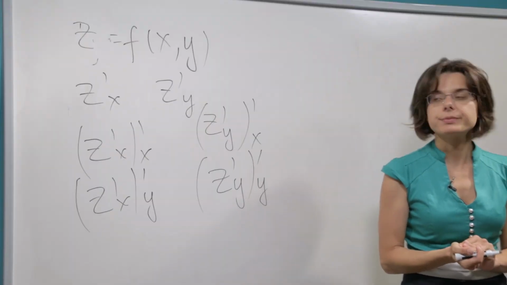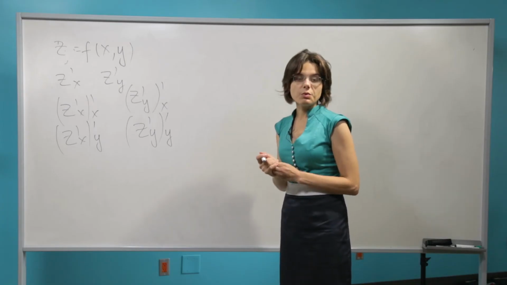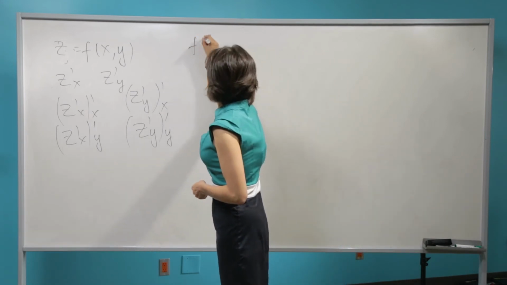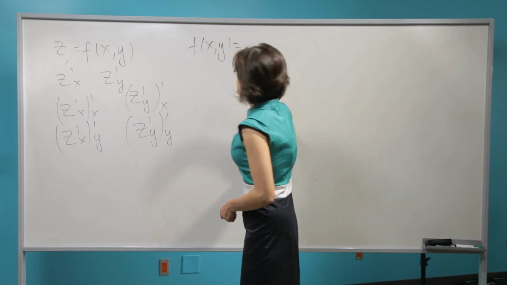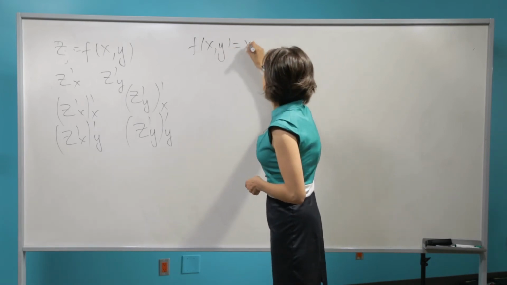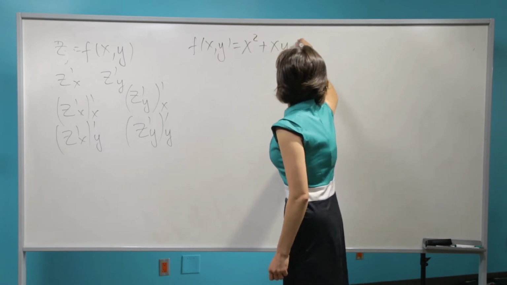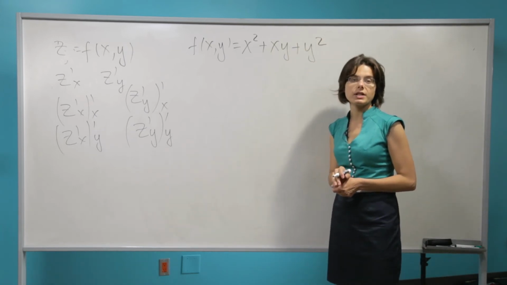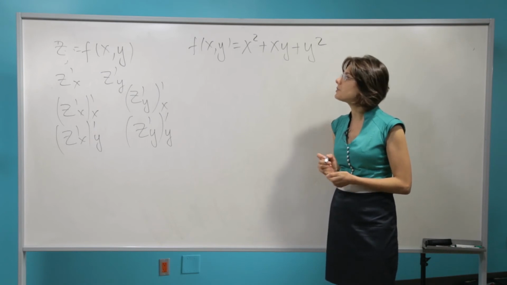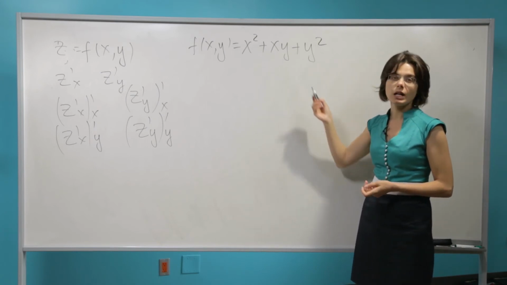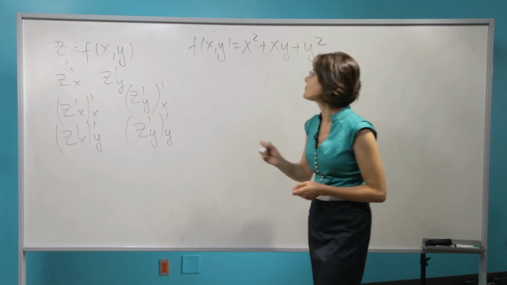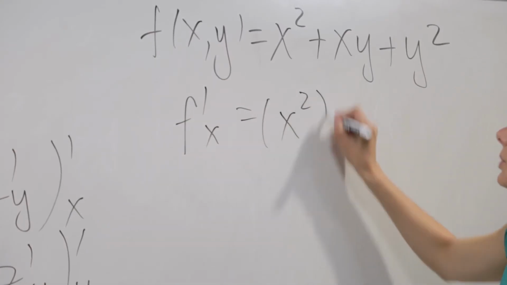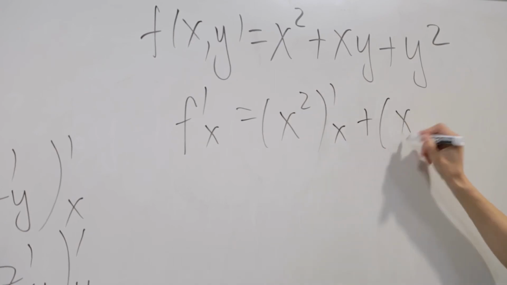Let us do some examples. Let's say we wanted to differentiate the following function. F of x, y equals x squared plus xy plus y squared. Let us find all second order derivatives. For this, I have to differentiate this function first time and to find first derivatives. So the derivative over x will give me the following.